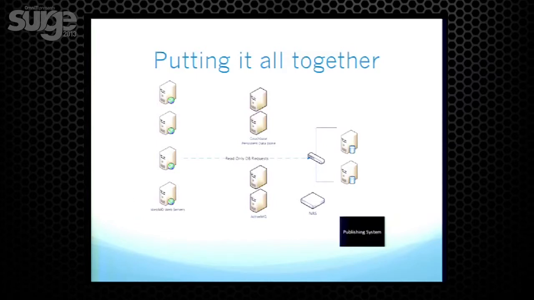So here we go. Here are our WebMD web runtime web servers. Here's our Couchbase cluster. Here's a message queuing product. We use ActiveMQ, but you could use Rabbit. Here's our NAS, here's our publishing system, and here's our database. And then we have the load balancer here to distribute the calls.